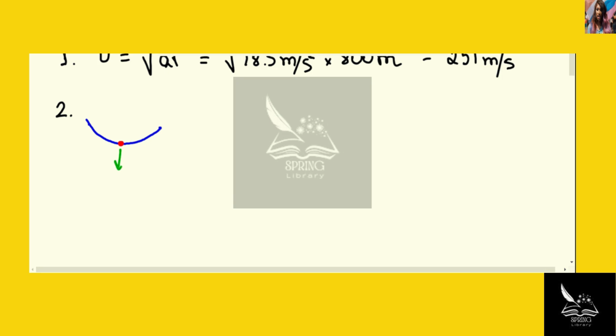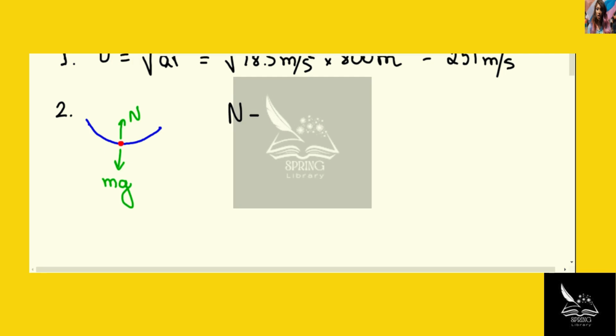Notice that there is the gravitational force acting downwards. There's also the normal force that acts upwards on the person and makes the person have an acceleration that points to the center of the circle. The centripetal acceleration always points to the center of the circle.